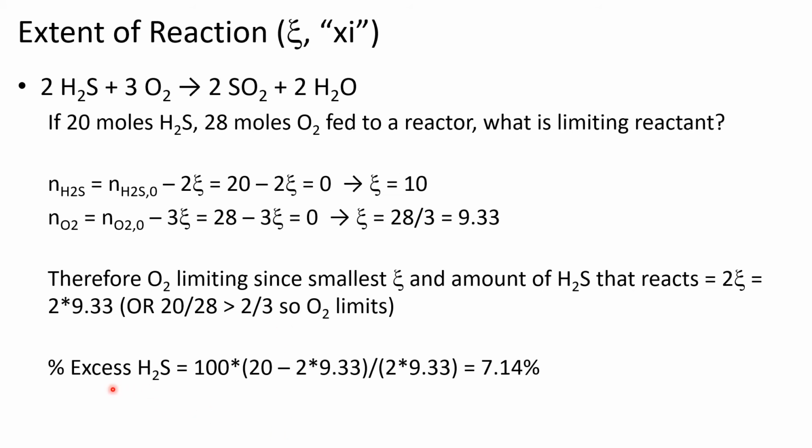And we can compute the percent excess hydrogen sulfide in exactly the same way. We take the amount that's fed, subtract off the amount that would be in stoichiometric proportion that would lead to complete consumption of the oxygen that's fed. Then we divide that by the stoichiometric amount and multiply by 100. The answer is 7.14%.